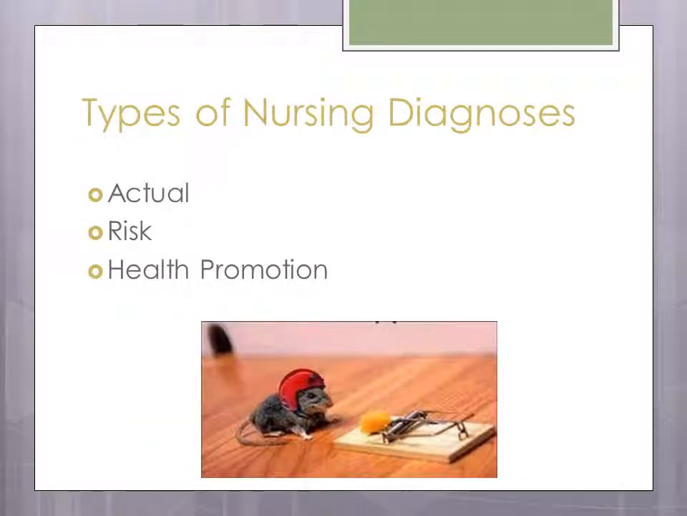There's 3 different types of nursing diagnosis. We have actual, which is sufficient assessment data to establish the nursing diagnosis. We have risk, which are risk factors assessed to show the need for planning preventative care. For example, risk for constipation or risk for dehydration. And then we have health promotion, which is a readiness for improvement of health status.